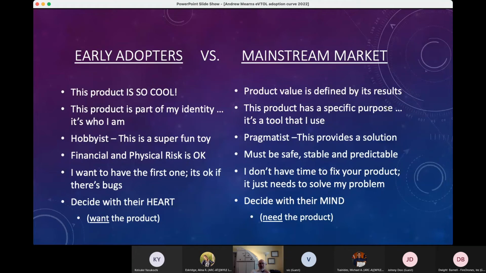This could be a Harley Davidson. I'm not going to be able to drive my family around in this thing. I just want to have it. I'm a Harley guy, for example. It's who I am, and that's how early adopters make their decisions. But that's very different from the mainstream market.